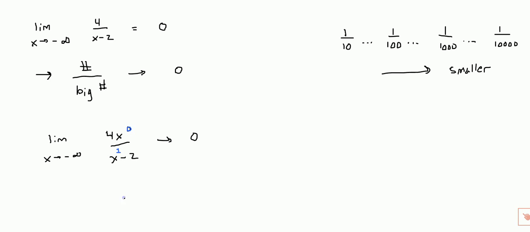So I'll write that here. If the degree of the denominator is larger than the degree of the numerator, then in general, your limit goes to 0. Okay?